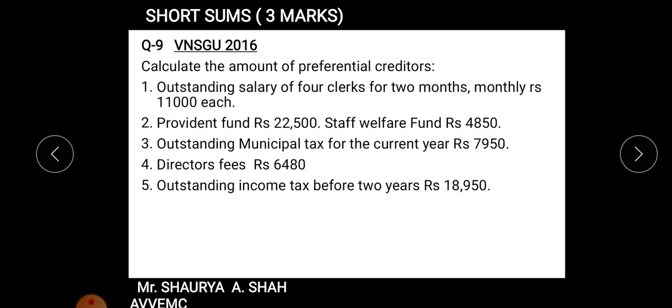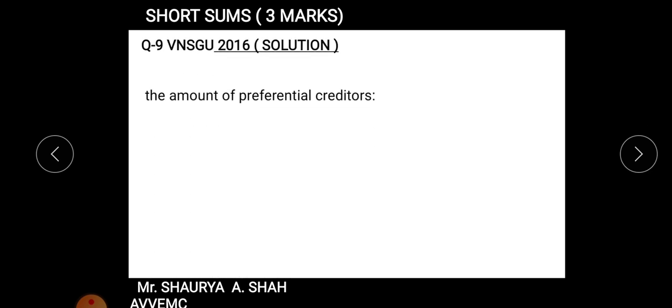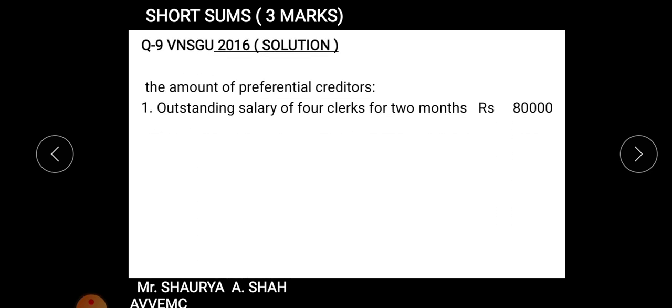Fine. Okay. Moving on to the solution. I hope you all must have solved this sum. I have given it to you already in the Google Classroom also. So what amount will you be taking? Here, for the amount of preferential creditors, the very first thing you will take is the outstanding salary of 4 clerks for 2 months. So how much will it be? 4 clerks, 2 months, then it will be 80,000 rupees. Why? 20,000 is the maximum cap. So if it is 4 clerks, then it will be 80,000 rupees. I hope it is clear.